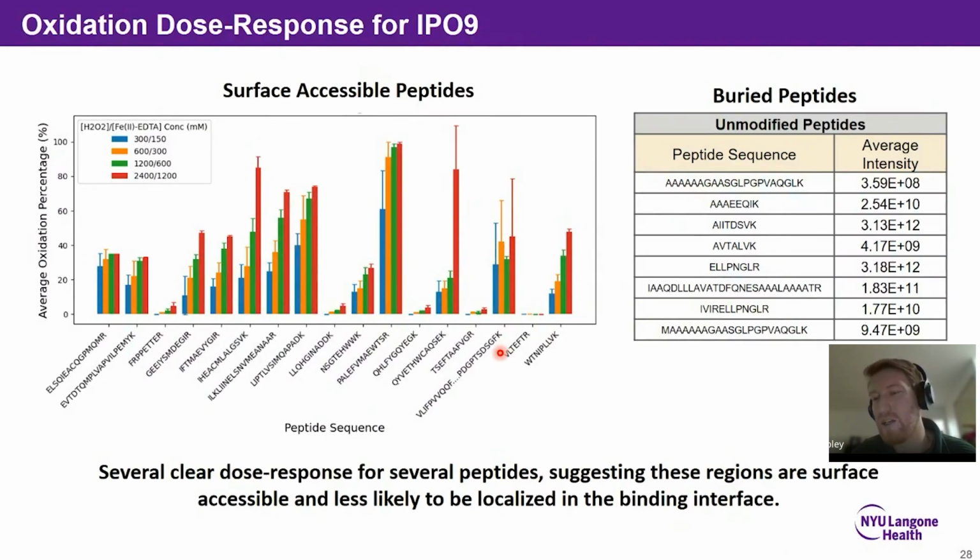This is very expected when you have a really long peptide, because usually your MS/MS sequence coverage there isn't the best. But we do see plenty of strong dose response. And then again, what's always interesting isn't what's always there. We do find several peptides that are abundant, showing the average intensities here, but are not found to be oxidized at all. So these peptides could be in the binding interface between IPO9 and the cargo. So it's kind of indirect information, like what you don't see is still pretty interesting.